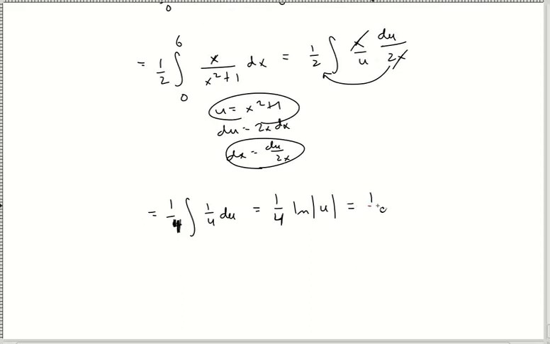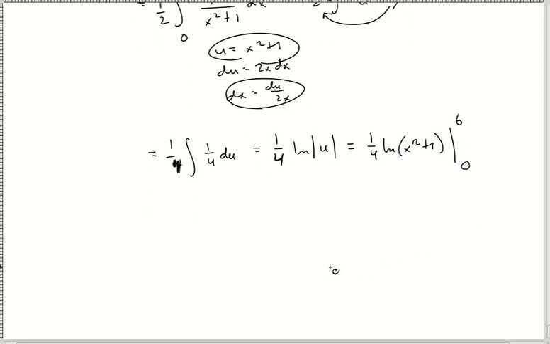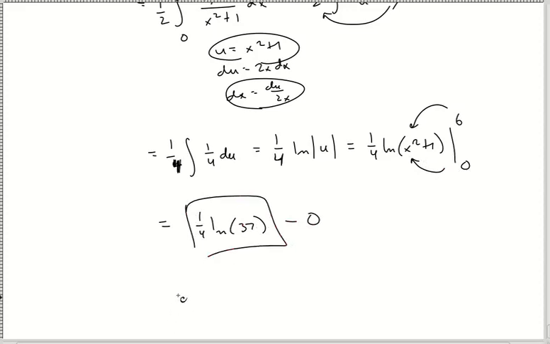And when we replace my u with x squared plus 1, again always positive, from 0 to 6. Plugging in the 6, you get 37. And then plug in the 0, you get ln of 1, which is a 0, so you don't really need that. There we go.